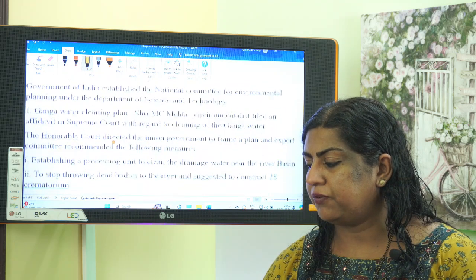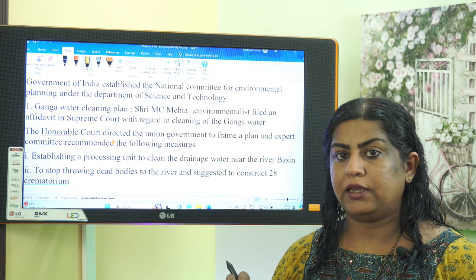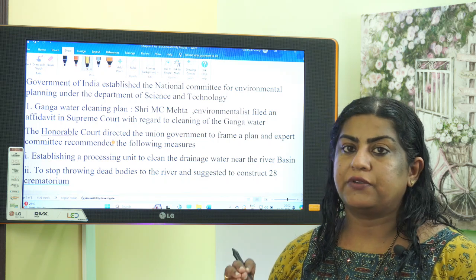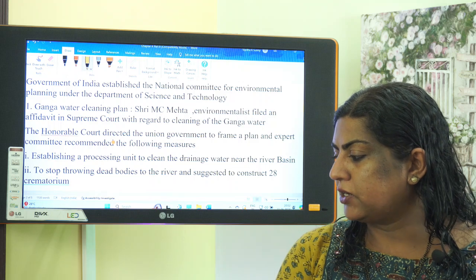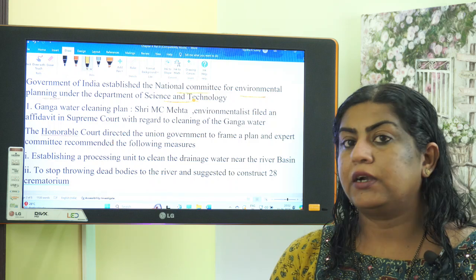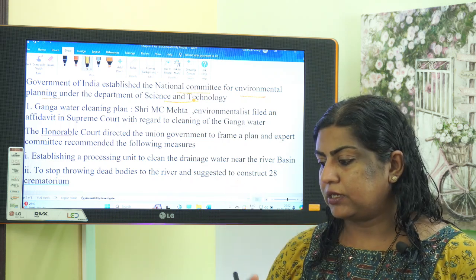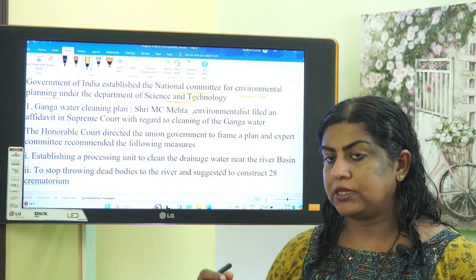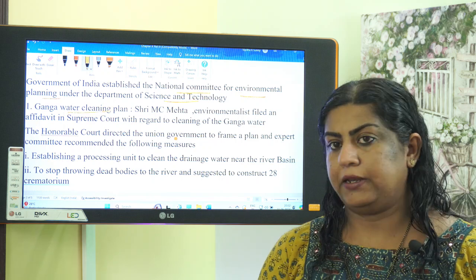Now, Government of India established the National Committee for Environmental Planning under the Department of Science and Technology. So, a committee was there, that is the National Committee for Environmental Planning. This was under the Department of Science and Technology. So, which are the different plans or different programs? So, first one, Ganga Water Cleaning Plan.